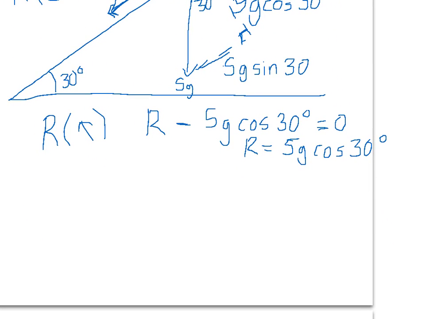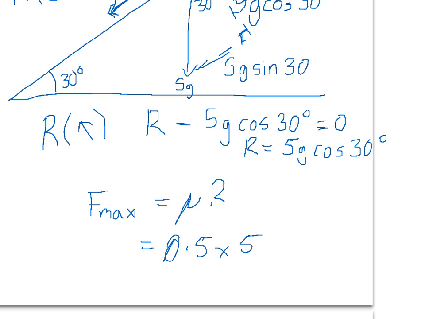Right, now we know what the normal reaction is, so we can find out what the friction max is, which is equal to mu times R. We're told that mu is 0.5, so it's 0.5 times 5g cos 30, as that is our normal reaction, which means that our friction max is going to be 2.5g cos 30.